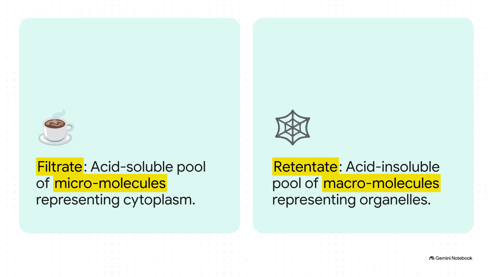On the flip side, we have the retentate, the stuff that gets caught up in the strainer. This is the acid-insoluble pool, made up of massive macromolecules weighing over 10,000 daltons. These big players represent the larger cell organelles.